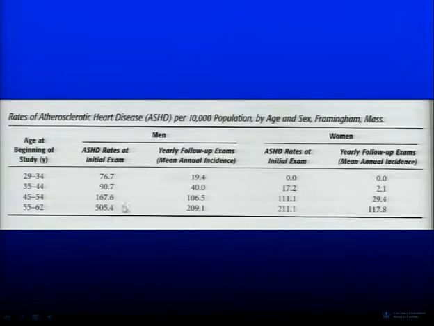Prevalence, right? It's the rates at the initial exam. It's not incidence. What is this giving me? Incidence. This is prevalence, this is incidence. So if you wanted to do a relative risk, what numbers come into a relative risk? Incidence or prevalence? Incidence. So what would you divide?